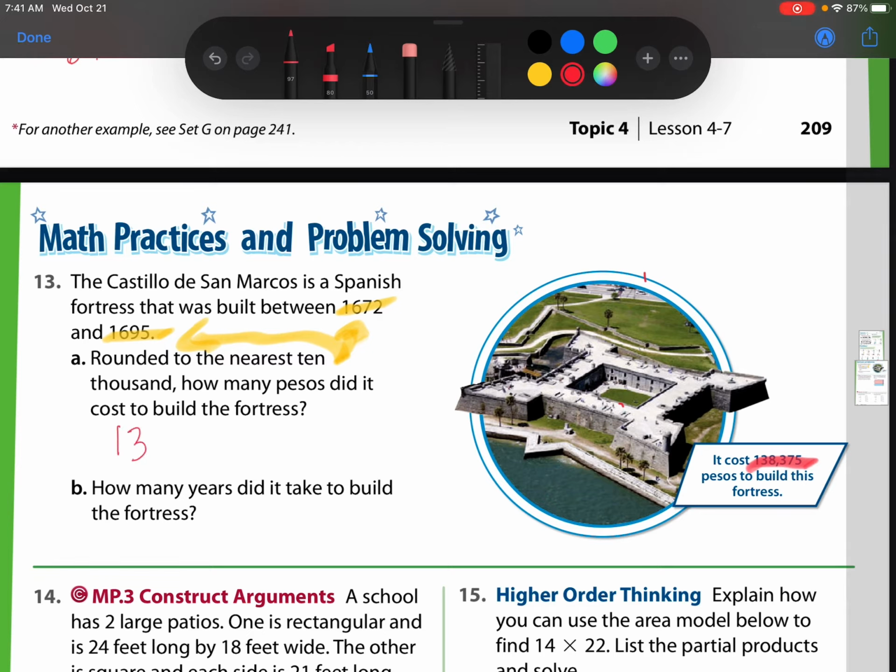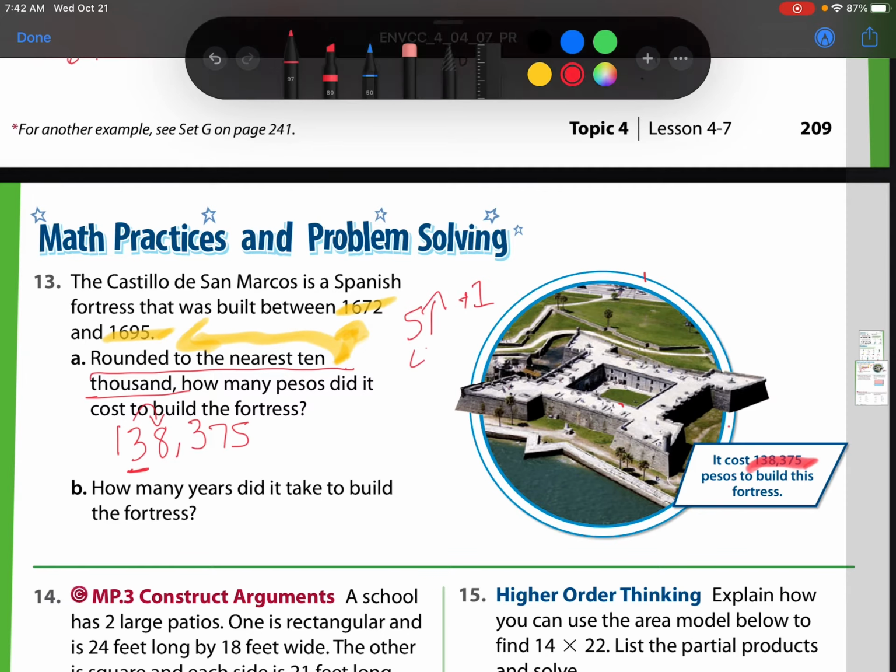If I look at my picture, I see right here, oh, there is. So let's see what we have here. We have 138,375. And it's saying rounded to the nearest 10,000. So remember, how we round is we find our place, which is the 10,000s, we go next door. If it is 5 or more, then we add 1 more. If it is 4 or less, we let it rest.